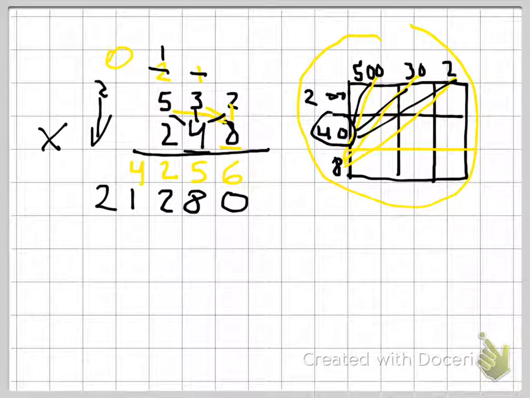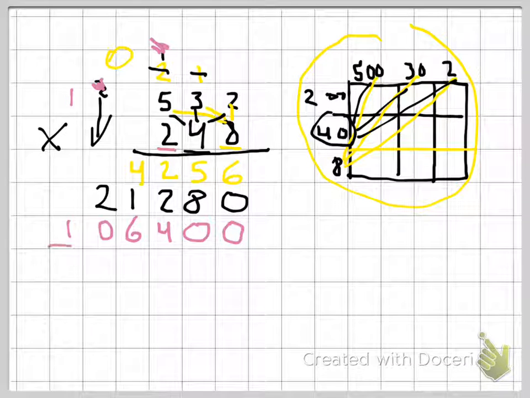Okay. Next, I'm in the hundreds place. So I get rid of what I carried before. And now I have to add 2 zeros to show that I'm multiplying by 100. 2 times 2 is 4. 2 times 3 is 6. 2 times 5 is 10. So put the 0, carry the 1, it drops down. Then I add all of these up.